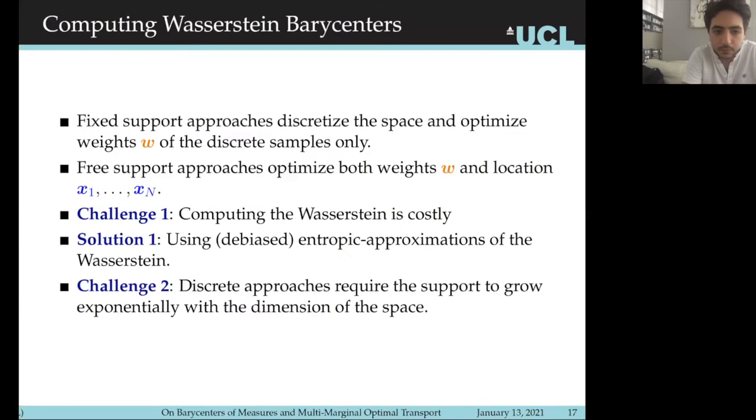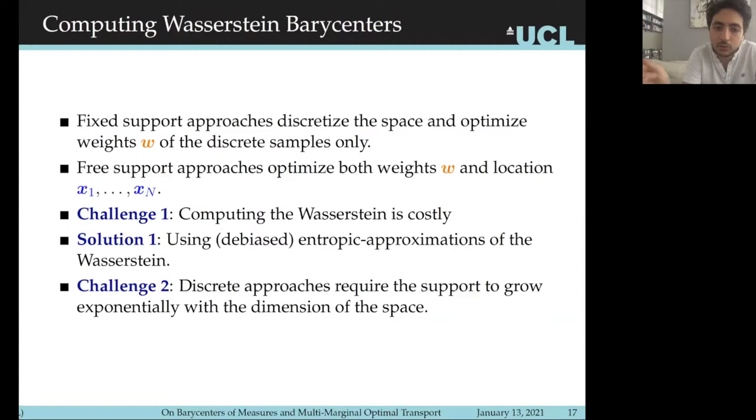So today we're going to study barycenters with general distance d, but just to discuss quickly the Wasserstein barycenters, these are extremely hard to compute for different reasons. The first reason is that the Wasserstein distance itself is really hard to estimate. And when you try to solve a barycentric problem, you need to compute a lot of Wasserstein distances. So that's really costly. So what people have been doing is to use the debiased entropic approximation of the Wasserstein, to compute Sinkhorn barycenters to approximate Wasserstein barycenters.